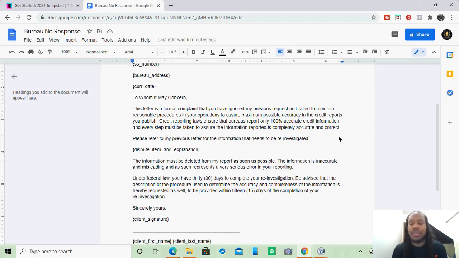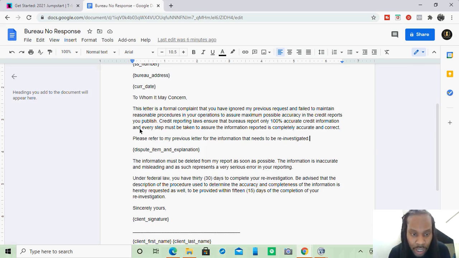Just because it's showing up negative on your report doesn't mean that it is affecting your score as negatively as you think. But I want to highlight that it needs to be accurate information on the credit report. Otherwise, why are you reporting? Why are you reporting something if you're not even sure of its accuracy?